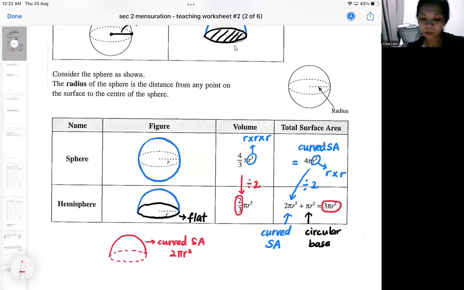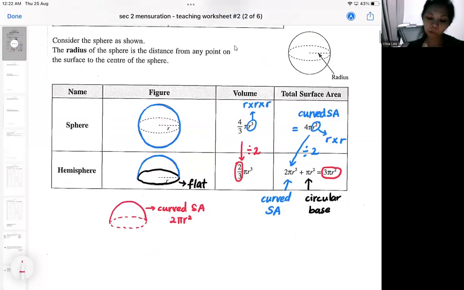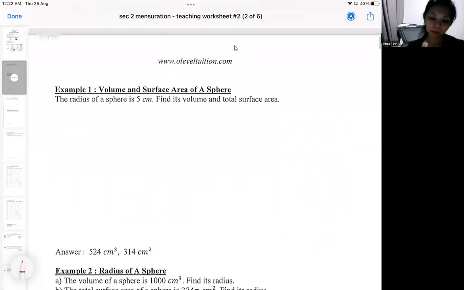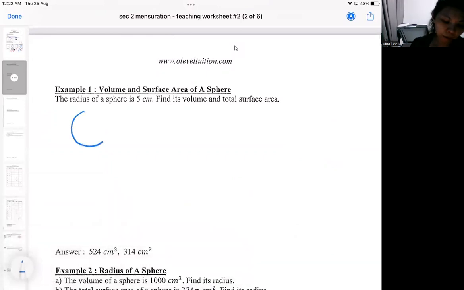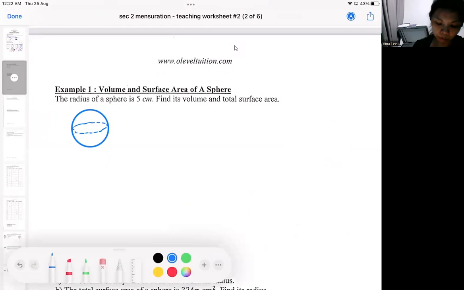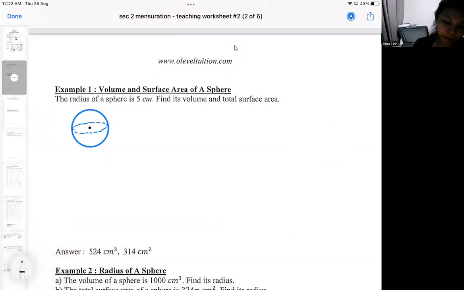Okay, so with this, I'm going to show you the numerical value. For the first question, it's actually quite easy. It's just that they never draw it for you. So if you try drawing, the radius will be in the middle and stretch out. So that will be a radius of 5.